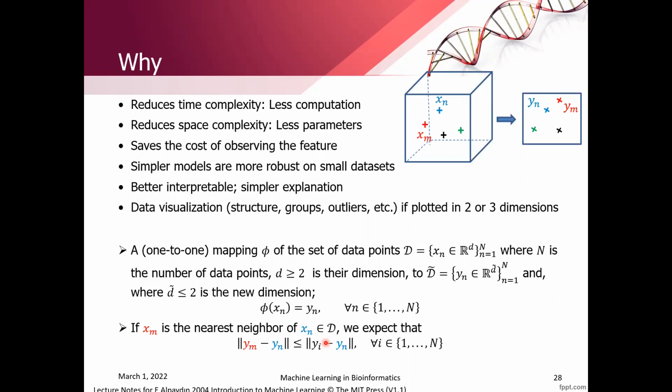There is a problem how to define the distance. But in some settings, the distance is computed easily, for example, like some Euclidean distance or some other distance measure. But this property, that the nearest neighbor should be mapped to the nearest neighbor, is the most important.